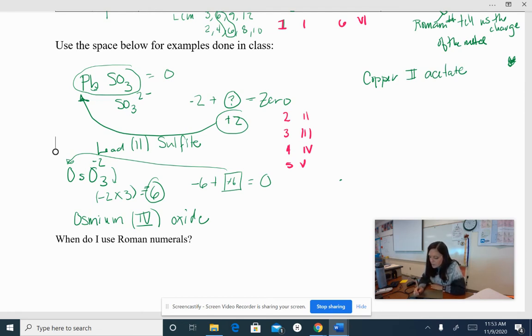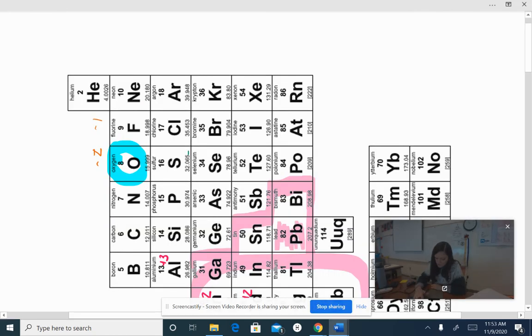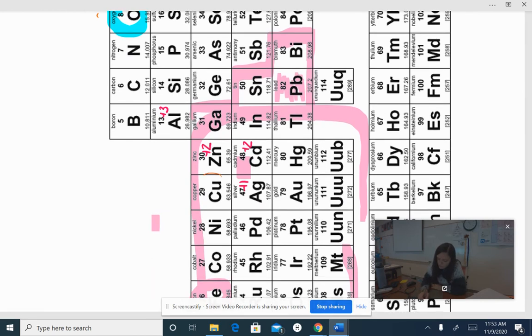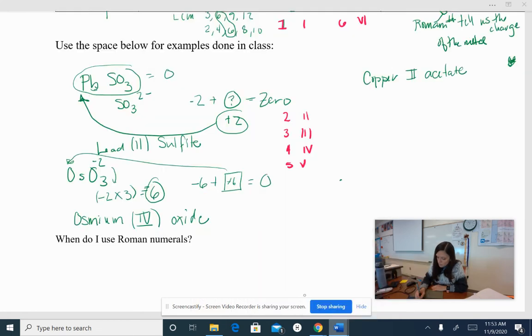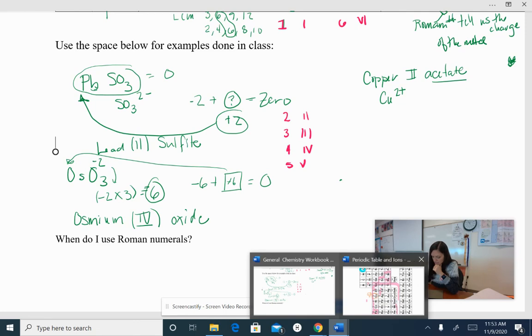Now, copper is part of that transition metal block. Once again, copper can have a +1 charge, or it can have a +2 charge. And because we put a Roman numeral 2 by it, that means we are dealing with the +2 copper. So, we've got copper being +2. Now we've got to look up acetate on our polyatomic chart. So let's look up acetate.